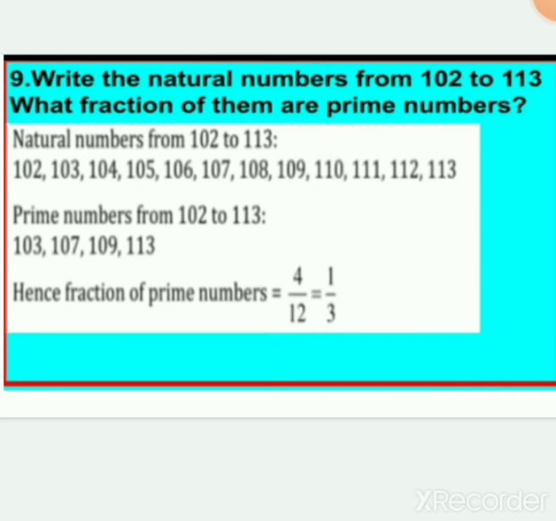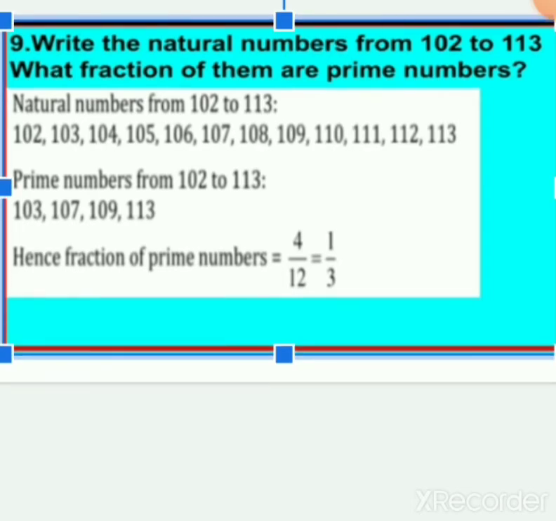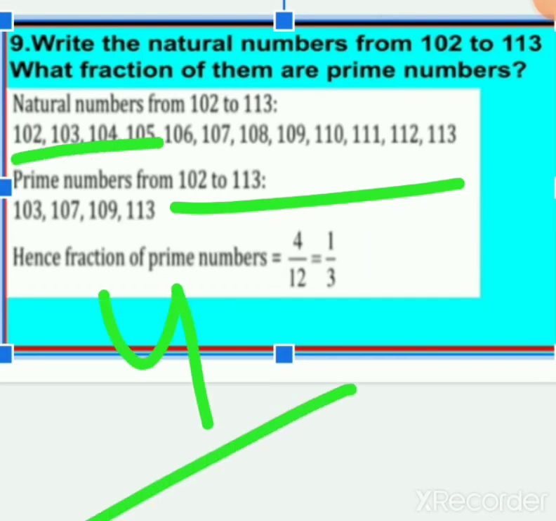In the middle will be 103, 107, 109 and 113. Hence, the fraction of prime numbers, how many prime numbers do we have? We have 4 prime numbers. It will be 4, and the total numbers, if we count, will be 12.